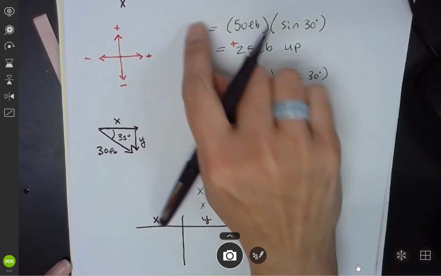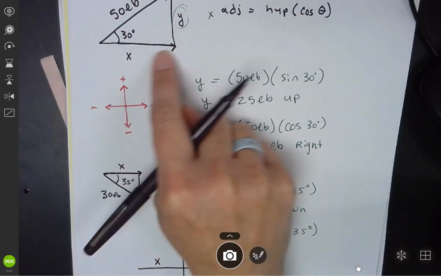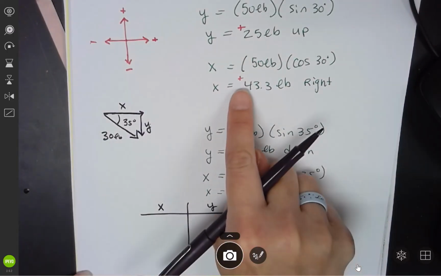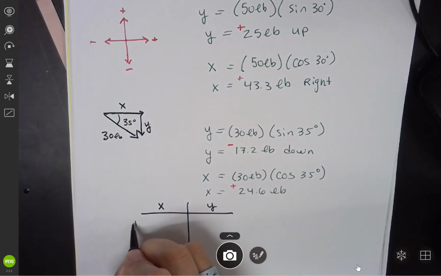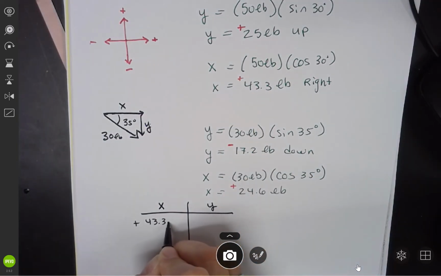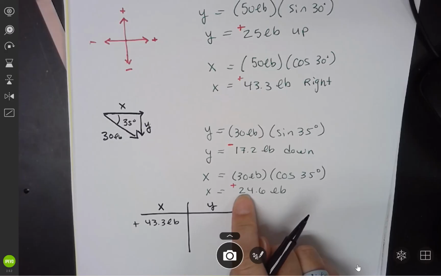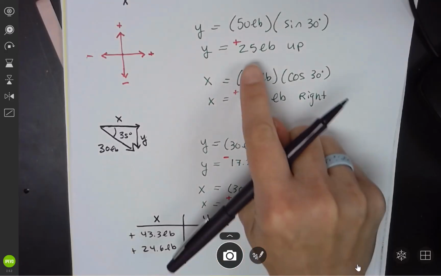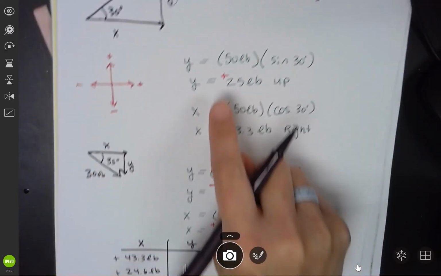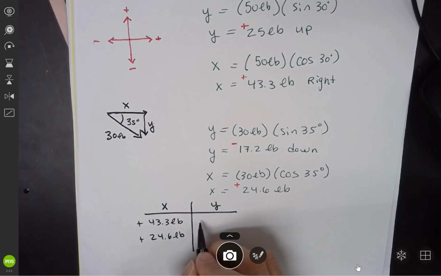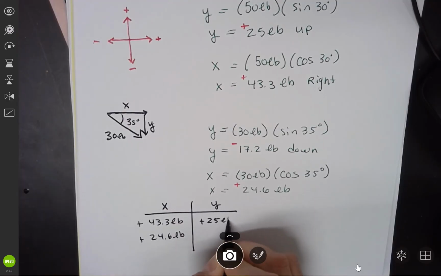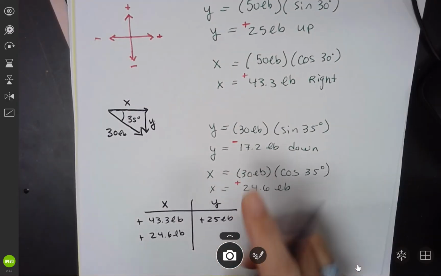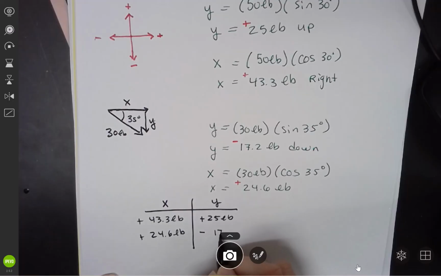So I'm going to look at my first vector, that was this guy. The x part of this vector was positive 43.3 pounds. This guy, it was positive 24.6 pounds. My y, for the first one here, positive 25 pounds. And my y for the second one is negative 17.2 pounds.